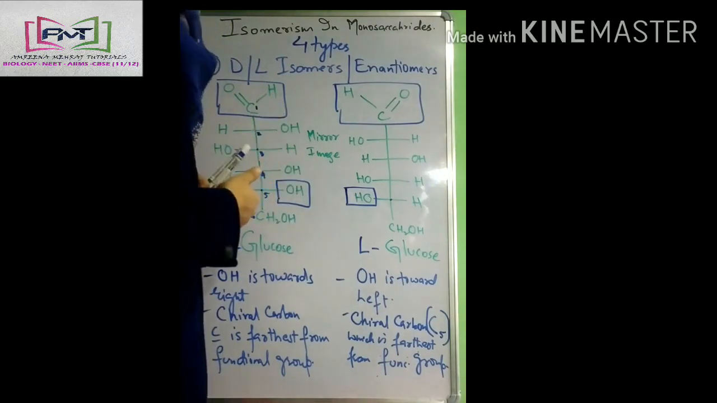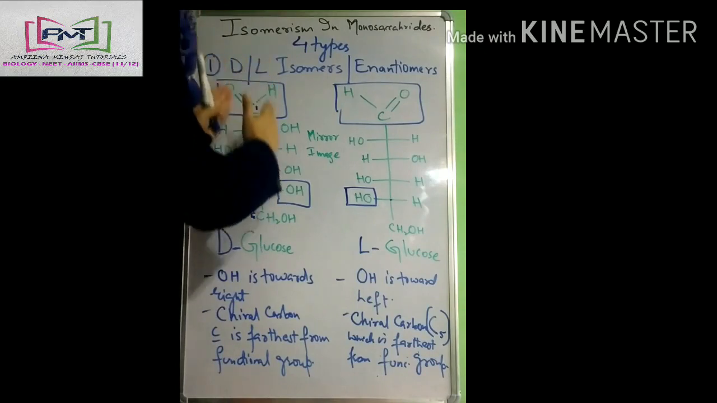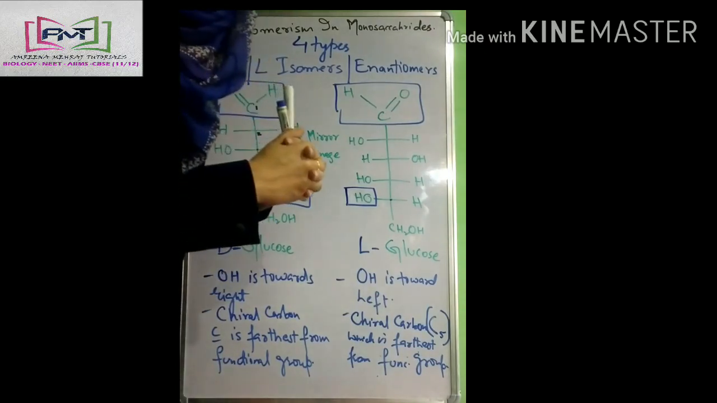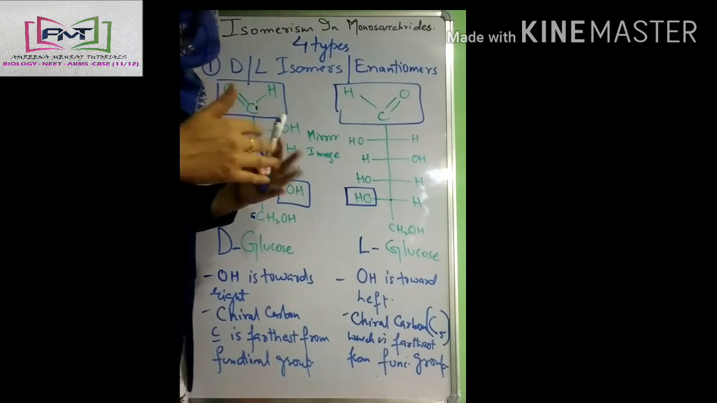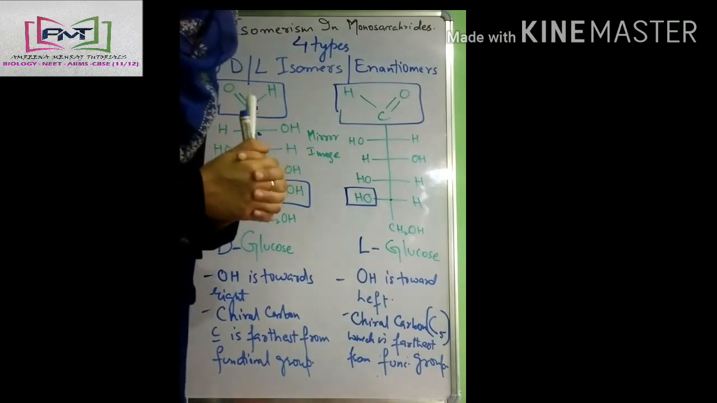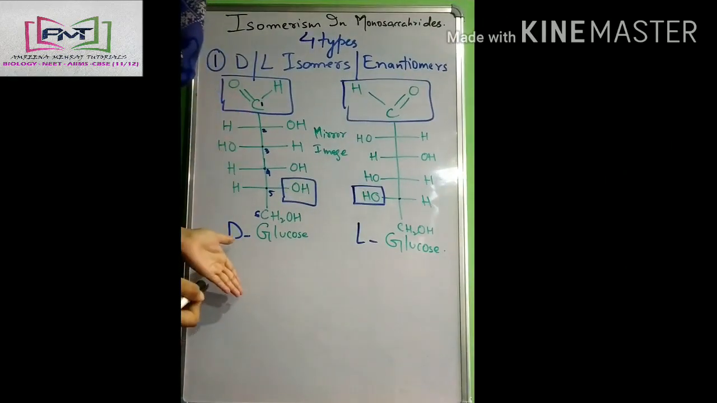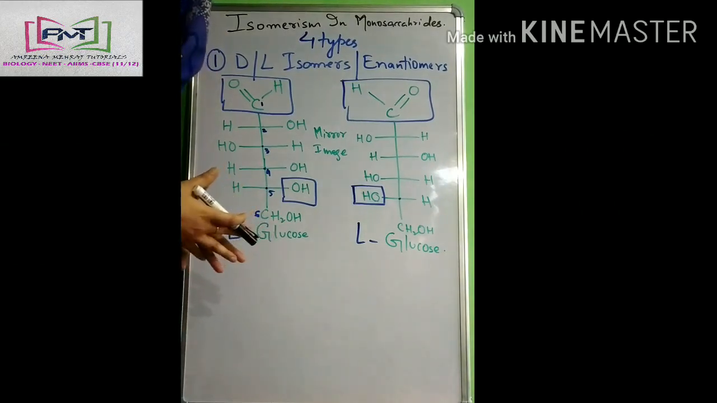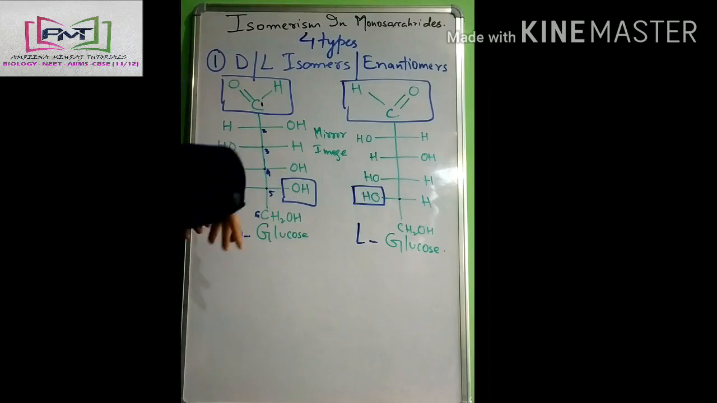Now I will next show you how we convert this Fischer open chain form into a closed ring, and I will show you how we can designate whether a closed ring form of glucose is D form or L form. Let's now convert this Fischer projection, open form, into Haworth projection, that is closed form. I have taught you about that in my previous videos.